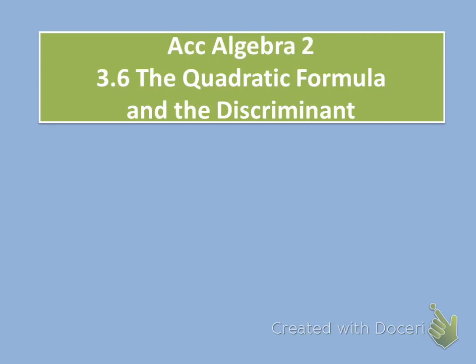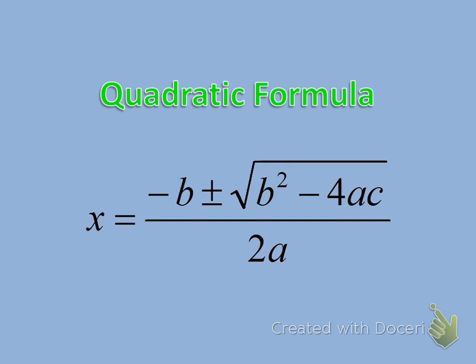3.6, quadratic formula and the discriminant. Last lesson of the chapter. Make sure you have your calculators. That's the quadratic formula. Make sure you write that down. Make sure you memorize that. All right, it won't be given to you. You have to memorize it.